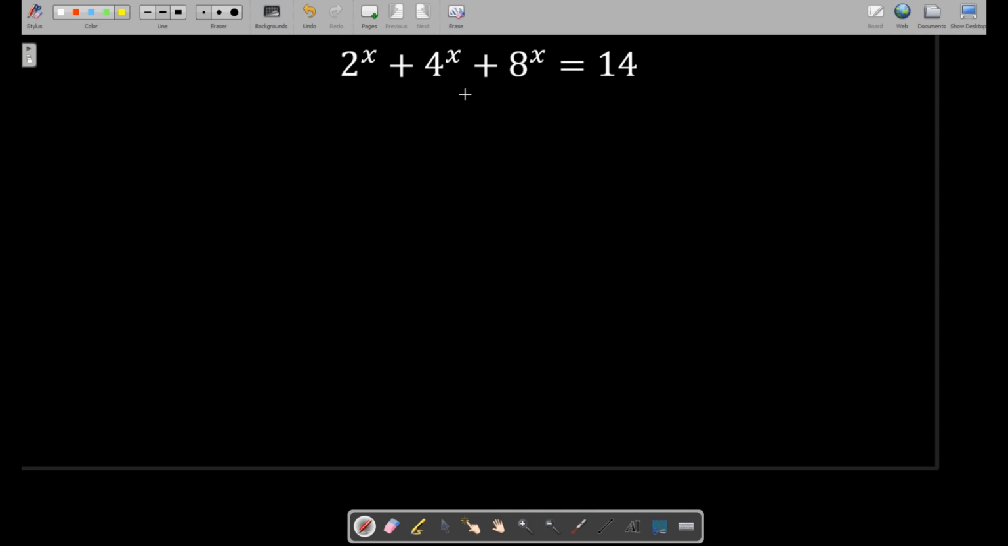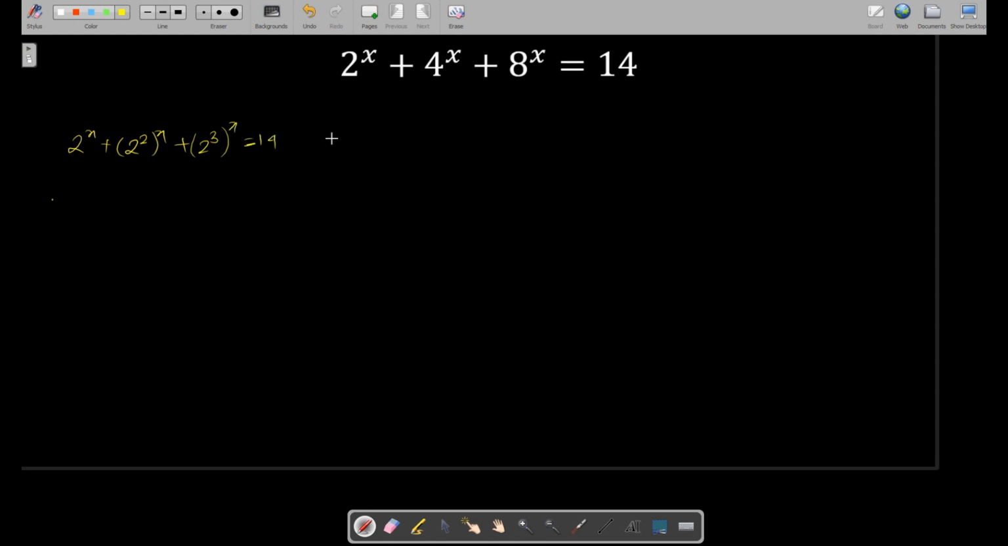First of all, we will express 4 and 8 in terms of 2. So how will we do that? Let's express it. 2 power x is already in terms of 2, so we'll just leave it. 4 power x can be expressed as 2 power 2x. Likewise, 8 will be 2 power 3 whole power x equals 14.